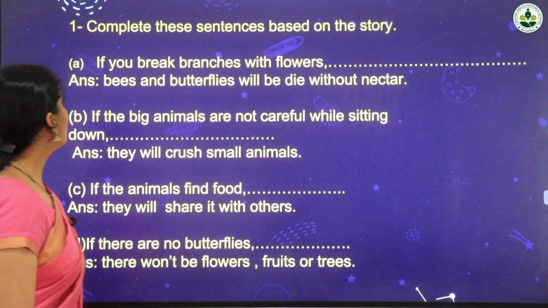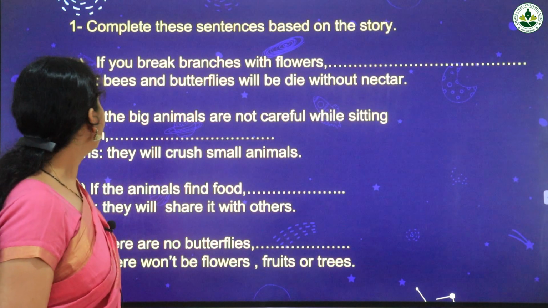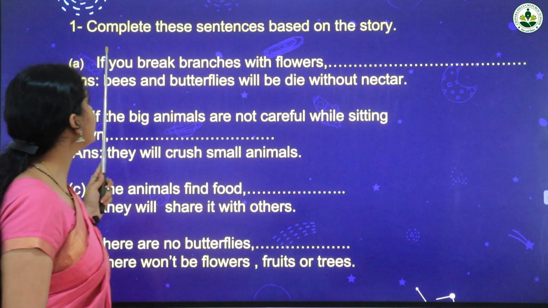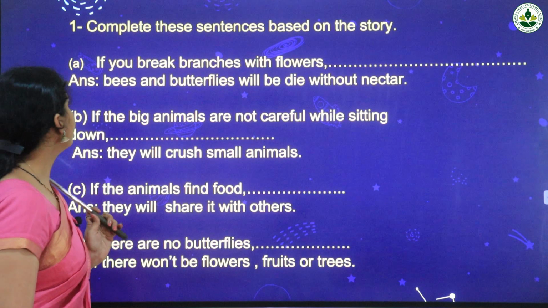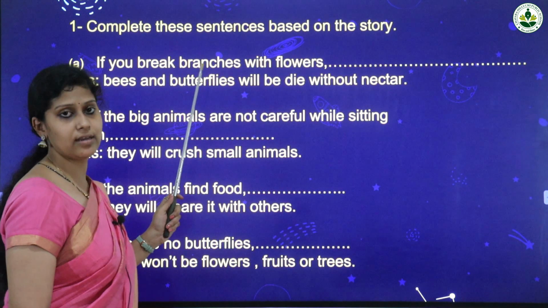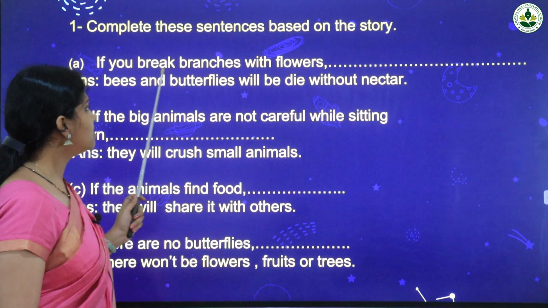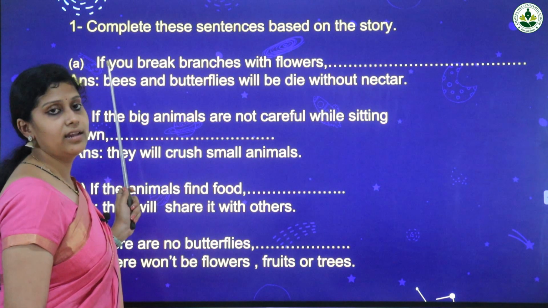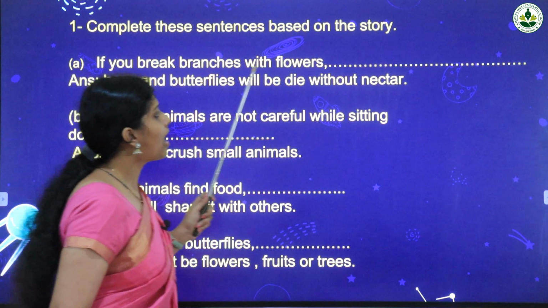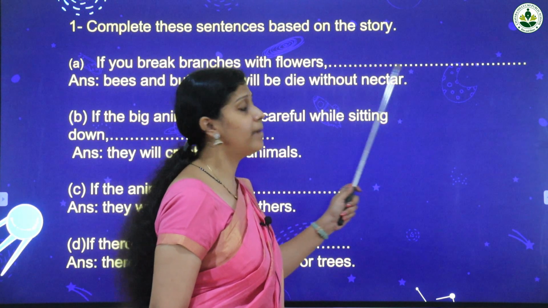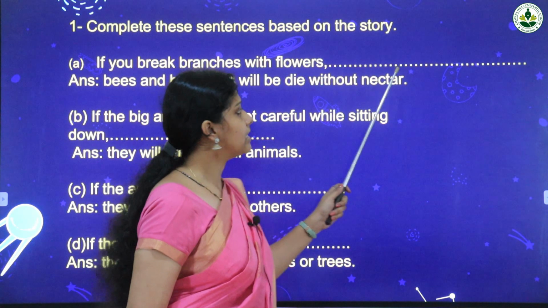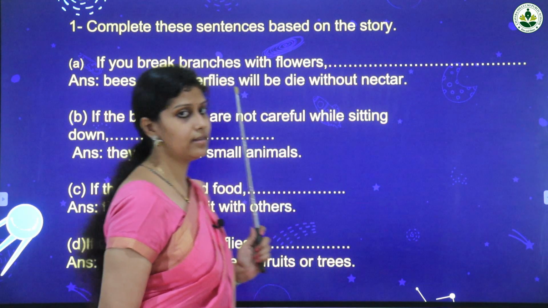Okay, now we are going to do an activity. The question is: complete these sentences based on the story. The first question: if you break branches with flowers, this sentence starts with if and it is an if clause, and you are asked to find the main clause. Here you can see a comma is used, and you are asked to complete this blank by finding the main clause.